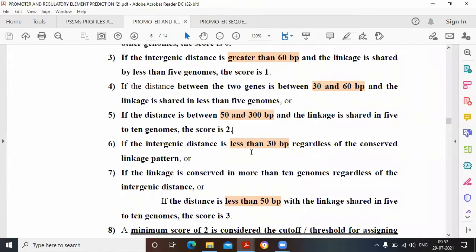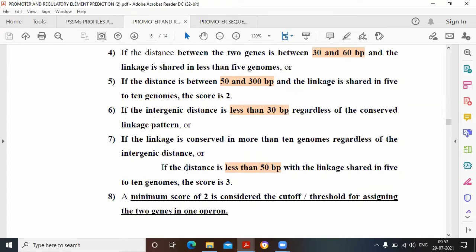And if the intergenic distance is less than 30 base pair and there is some kind of conserved linkage pattern, that means it is almost common for all nucleotides, the same position, same AAA, same position TTT, present, or in some cases at least 10 genomes have a similar kind of matching, then in all these cases the score should be 3.